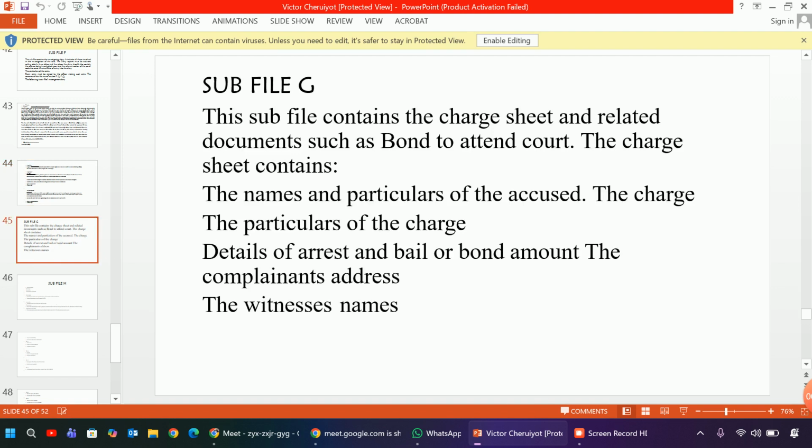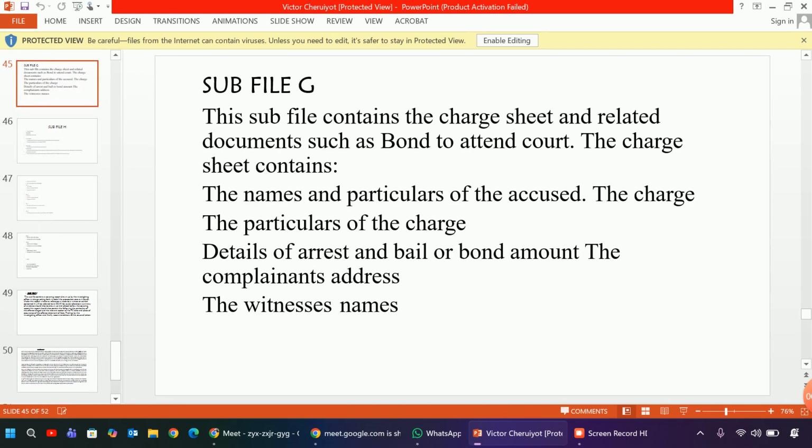Next. Subfile G. This subfile contains the charge sheet. This subfile contains the bond to attend court. And it also contains the details of the accused person, witnesses, and any other persons who are involved in the case under investigation. This sub-file, I've said, contains any other reports, maybe from AlgoBlow reports, from operation reports, or cash bail, or bail and bond. All those things which relate to this sub-file or the charges are going to be placed in this sub-file G.